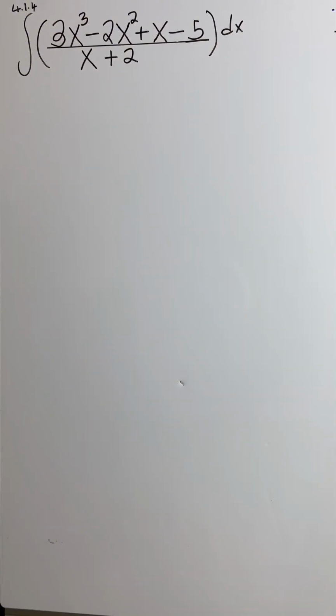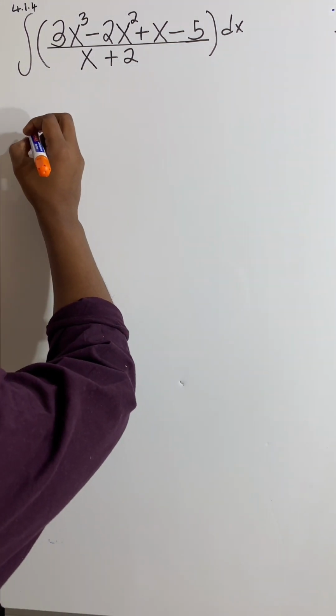4.1.4, we have to evaluate the integral of 3x cubed minus 2x squared plus x minus 5, all divided by x plus 2 dx. We have to use long division to determine this integral.